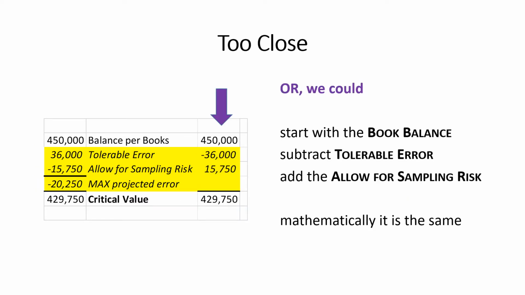The same thing, only looking at a tiny bit different. Notice the math is the same. We can take our book balance of 450, subtract tolerable error of 36, and add back the allowance for sampling risk. We get the same 429,750. So spend a few minutes thinking about that. This gets to the same critical value of 429,750. It just looks a little different.